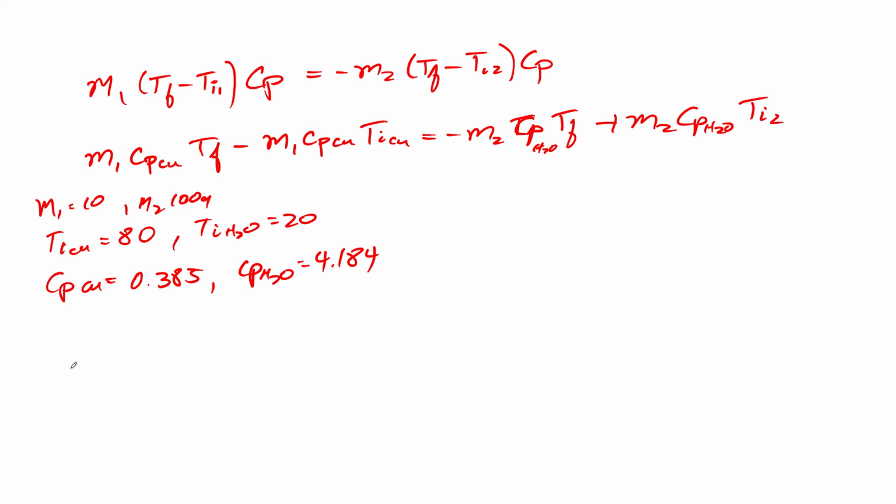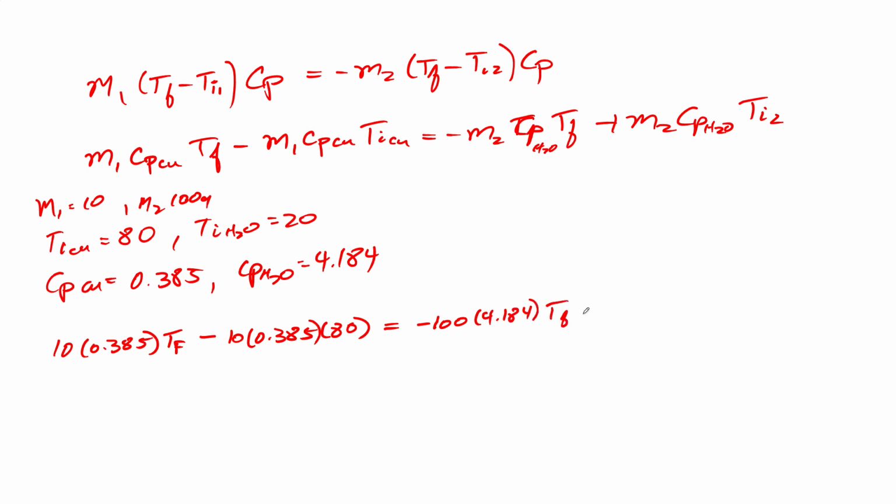So this is going to be a bit messy. 10 times 0.385 times our final temperature, which we don't know. That's what we're looking for. Minus 10, 0.385. And now we're going to multiply this by 80. That's equal to minus 100 times 4.184 times the final temperature, which we don't know, plus 100 times 4.184 times 20.